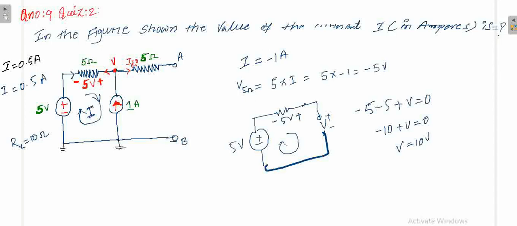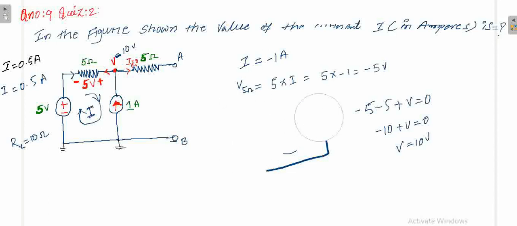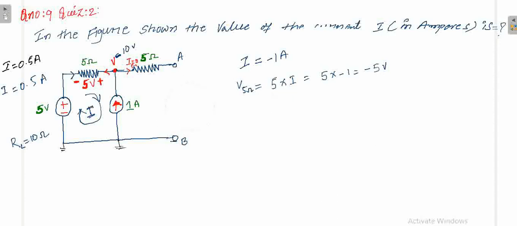It means that here the value of voltage is 10 volts. Here we got 10 volts. So we got the I value and the voltage value also.